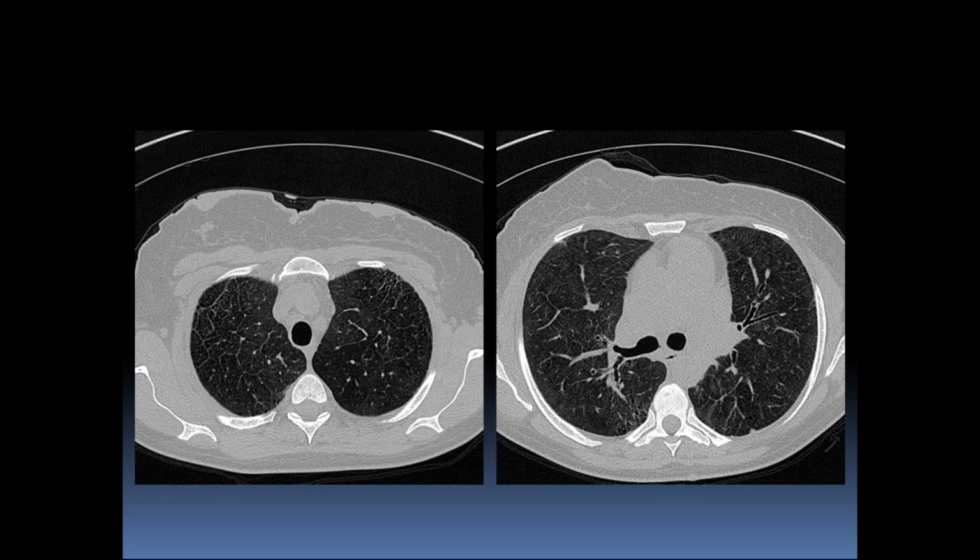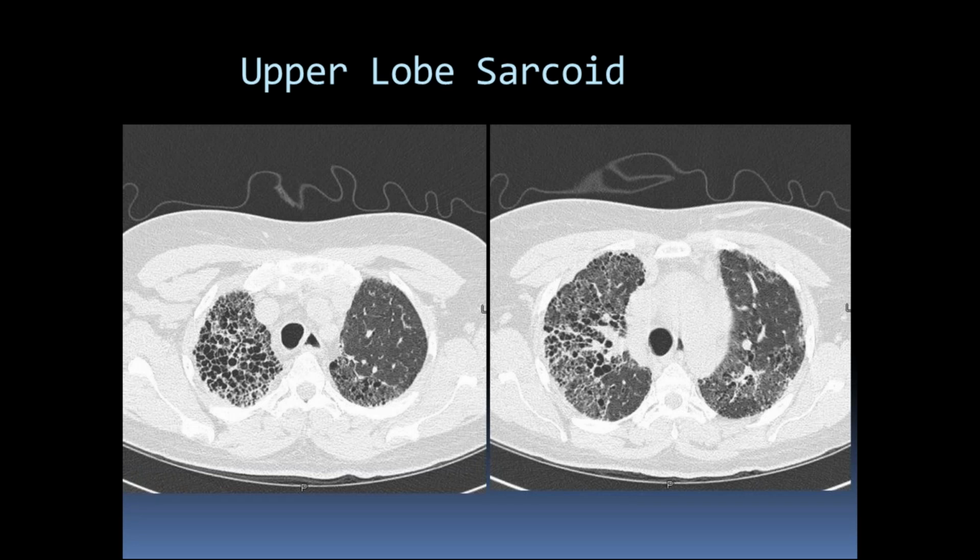So you have the imaging findings from the chest X-ray, you have the imaging findings from the CT, and you have pretty good confidence as far as naming this being sarcoid. So let's move on to another entity, another way to look at sarcoid.